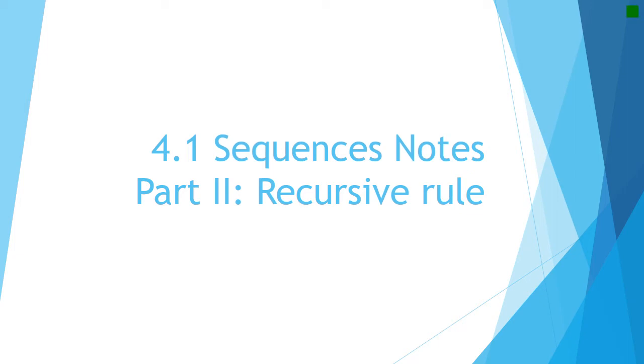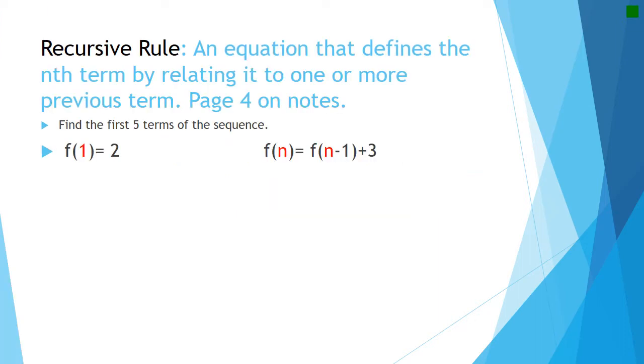Welcome to 4.1 Sequent Notes Part 2 on the recursive rule, which should be on page 4 of your notes, where it says generating sequences using a recursive rule. The recursive rule is an equation that defines the nth term by relating it to one or more of the previous terms. This is on page 4 of your notes.